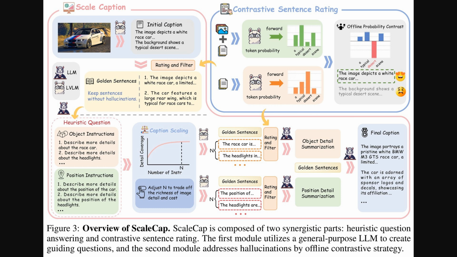So, how does ScaleCap actually achieve that rich, detailed description? Well, this diagram breaks it all down into a clever 2-stage process. First, there's a module called Heuristic Question Answering. This part takes an initial simple caption and uses an LLM to generate specific follow-up questions about objects and their positions. Then, to fight hallucinations, a second module called Contrastive Sentence Rating kicks in. This rating system cleverly checks if a sentence is truly based on the image, or if the model is just guessing. The good, visually grounded sentences are kept, and everything is then combined into that final high-quality caption.